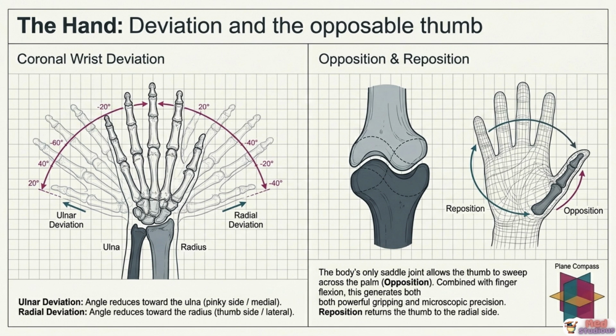degrees. But the true marvel of the human hand is the opposable thumb, made possible by the body's only saddle joint at the carpometacarpal joint of the thumb. This unique joint allows the thumb to sweep across the palm in a motion called opposition, bringing the thumb pad into contact with the fingertips. Combined with finger flexion, opposition generates both powerful gripping force and microscopic precision. Reposition returns the thumb to its resting position. Without this single joint, human civilization, writing, surgery, art would be impossible.